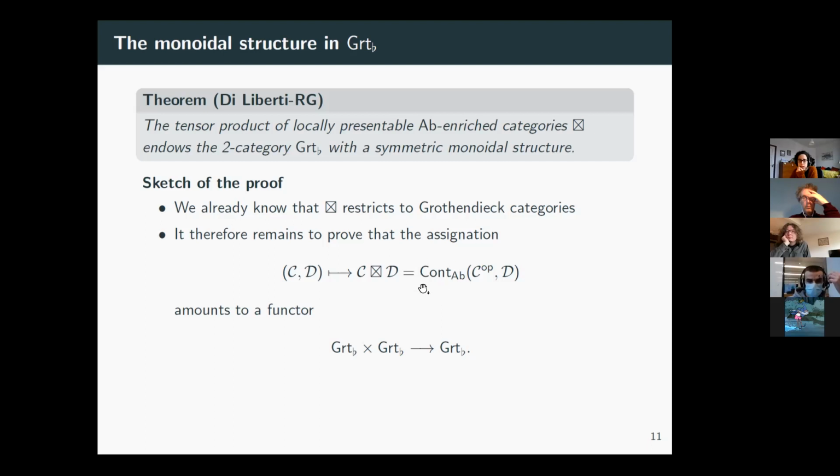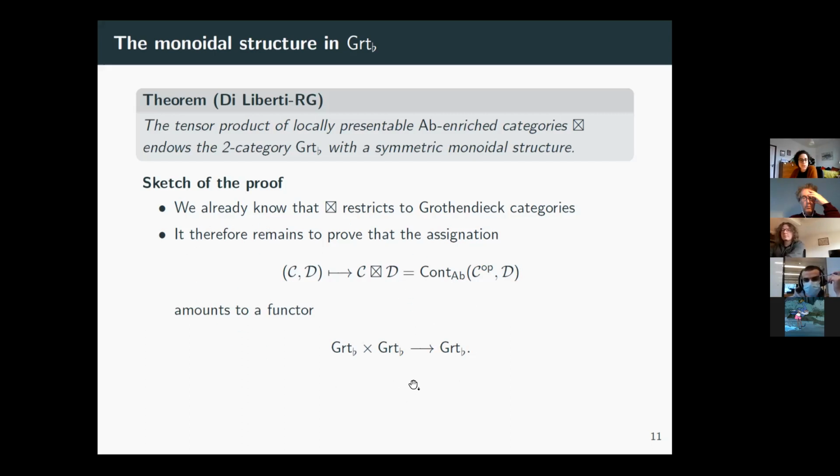I have put here cont instead of right adjoint, because from now on we will always be working with Grothendieck categories, and then the adjoint functor theorem tells you precisely that limit-preserving functors are the right adjoints and colimit-preserving functors are precisely the left adjoints. So here it is just limit-preserving functors, or equivalently right adjoints. That's why I changed the terminology here, but it's the same.